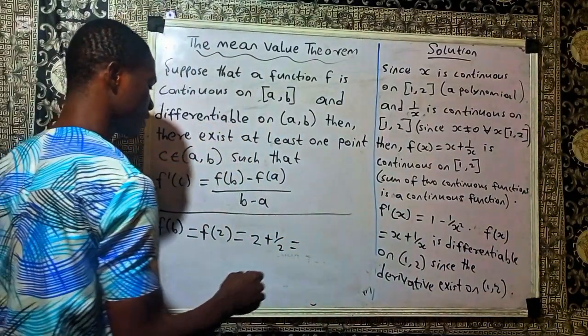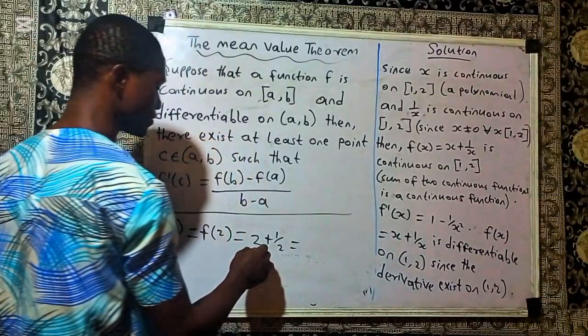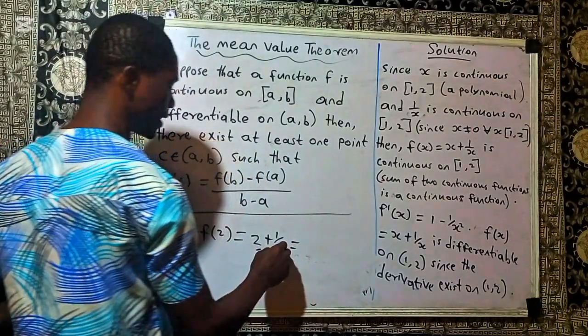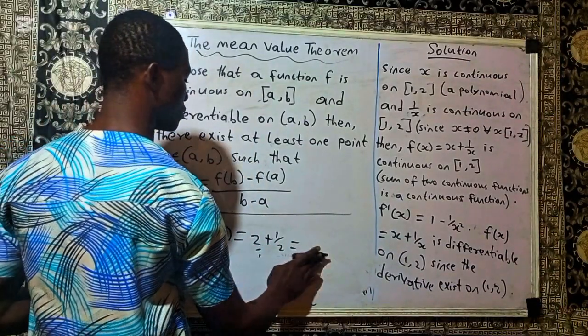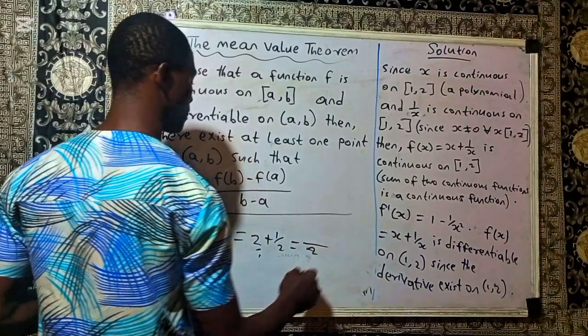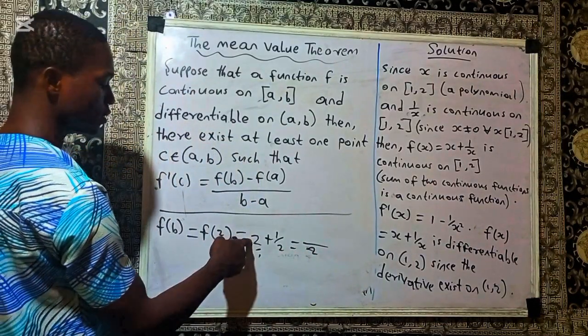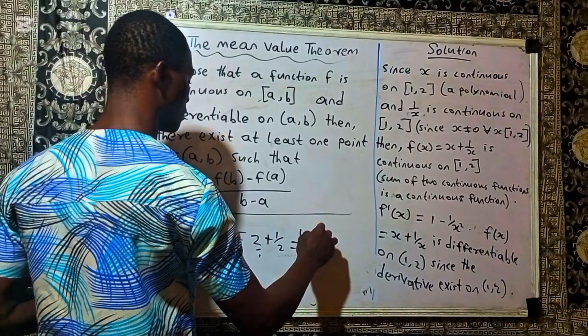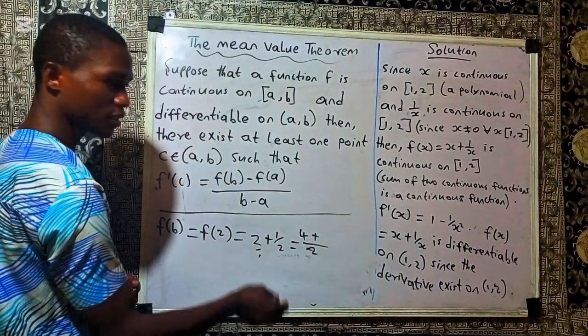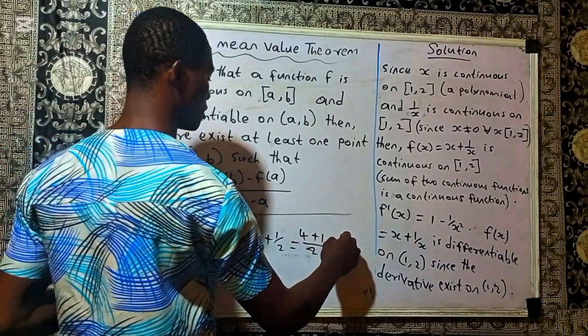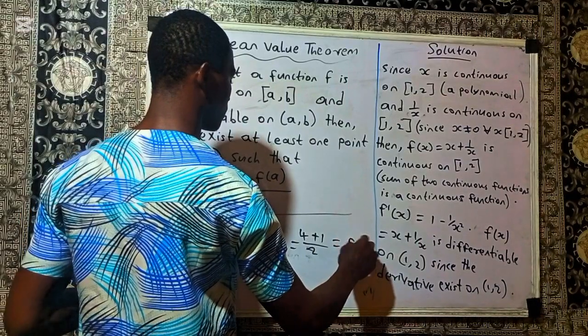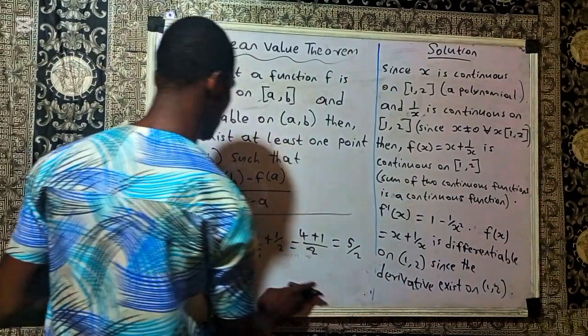And if you solve this, 2 is the same thing as 2 over 1. So our LCM is 2. Then 1 divided by 2 is 2, multiply by 2, 4. Plus 2 divided by 2, 1, multiply by 1, 1. Of course, 4 plus 1 is 5. So we have 5 over 2.